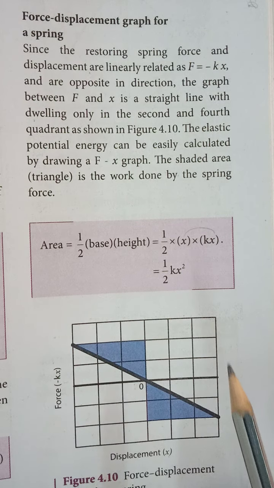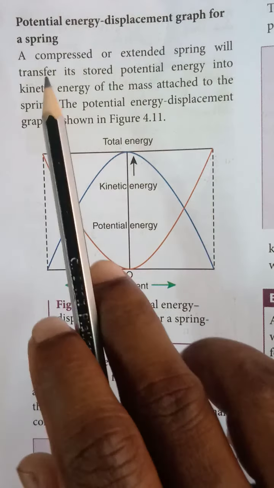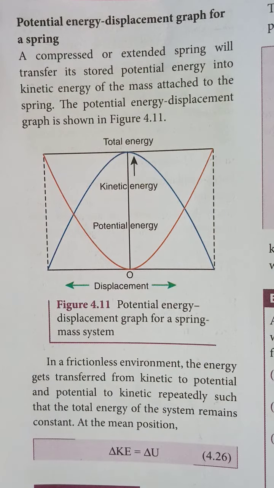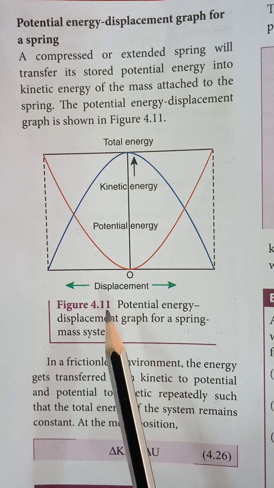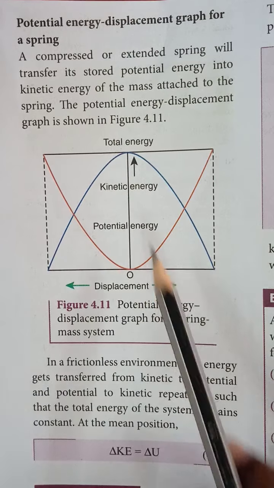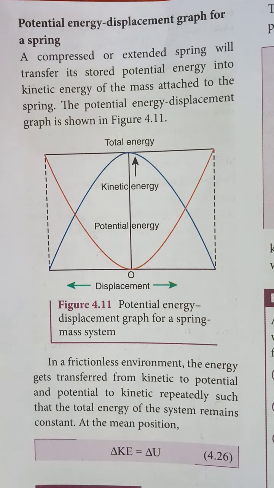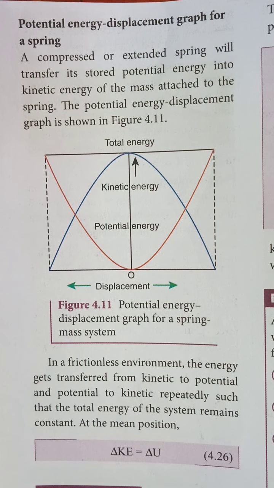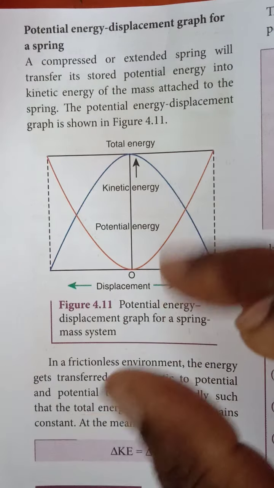So this is the graph between force and displacement of a spring. Next topic is the graph between potential energy and displacement for a spring. Displacement is taken on the x-axis and energy on the y-axis, that is the total energy. We have to compress or extend the spring, like this, compress then expand.